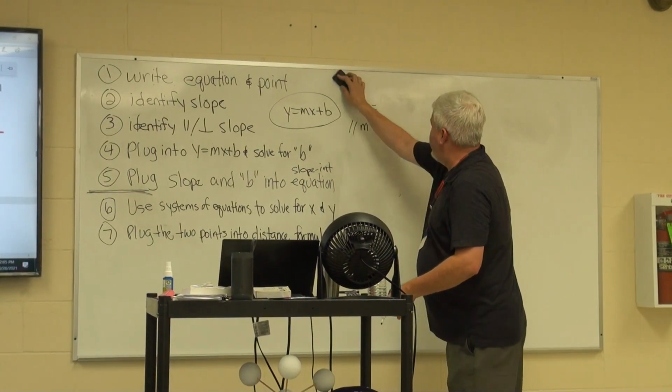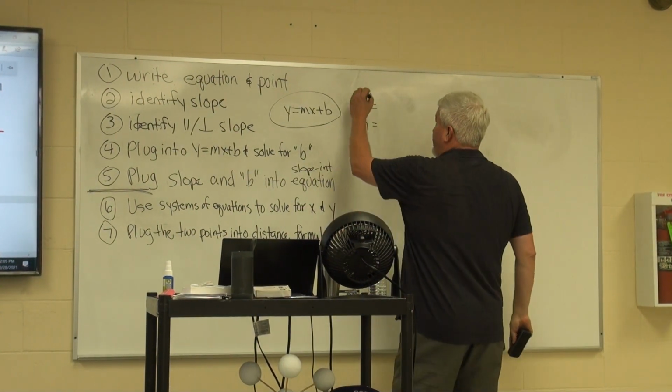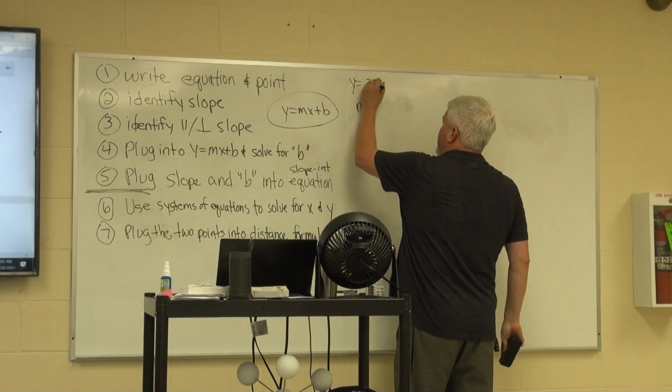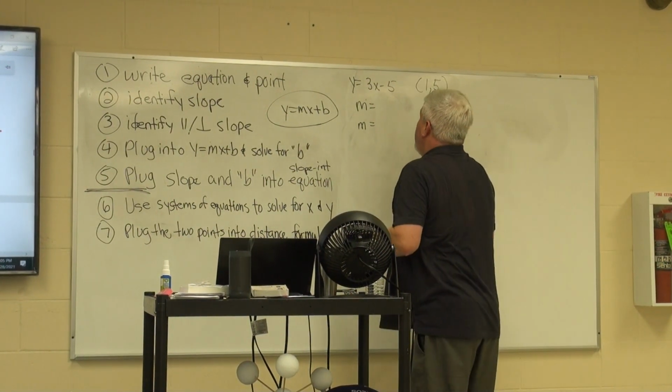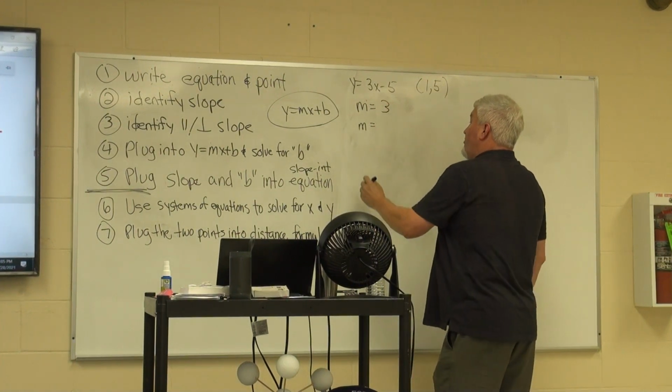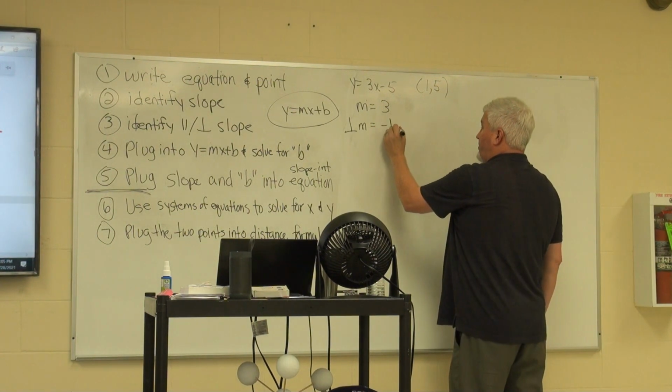Next one wants perpendicular line. The equation, same thing. Same point. Slope is 3 still. Perpendicular slope is negative reciprocal, negative 1/3.